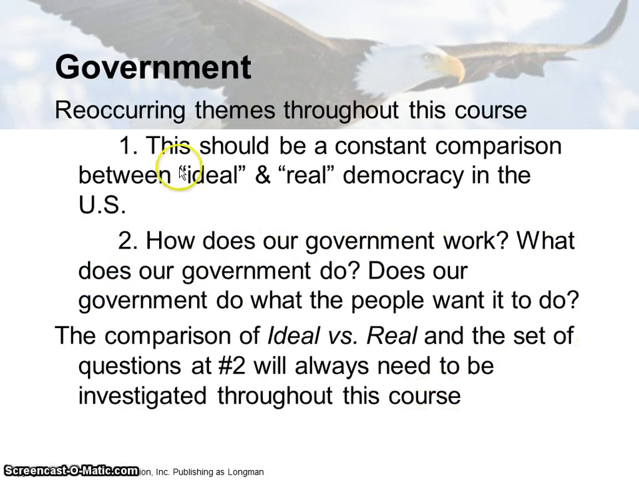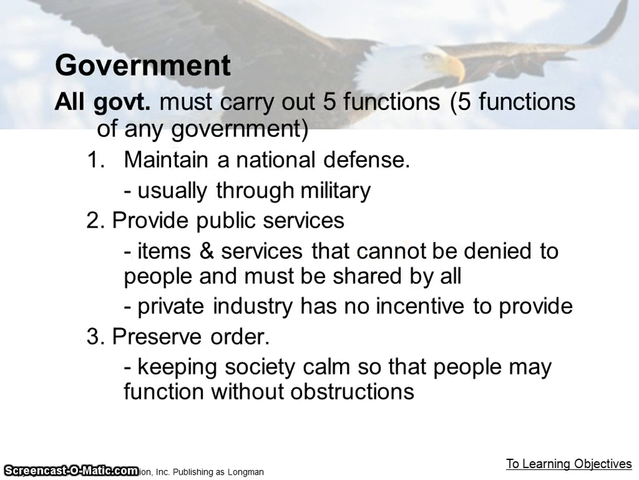For me, I have some recurring themes that we're going to take a look at in this course. Number one that you really should pay attention to is, ideally, where are we? And what's the reality of our democratic system? Finally, there's a set of questions you should always keep in mind. How does our government work? What does our government actually do? Does our government do what the people want it to do? Because overall, don't lose sight that we're supposed to be a democratic system. The comparison of ideal and real and the set of questions that you see here at number 2 are things that I'm going to focus on as opposed to your textbook. So let's get this rolling.